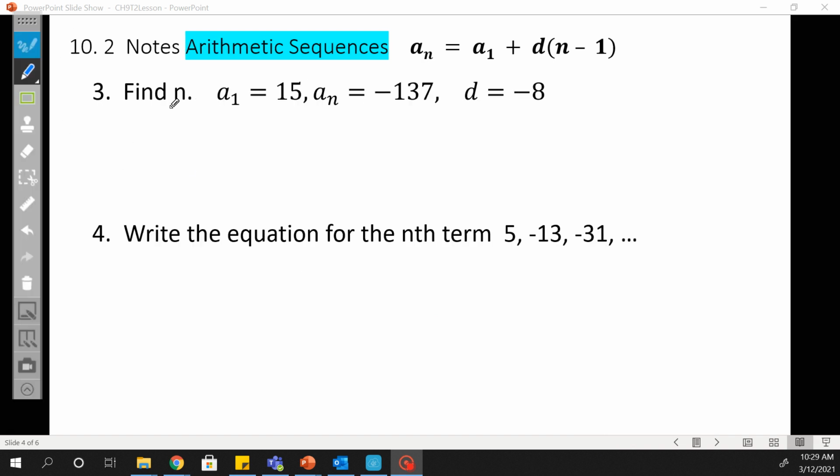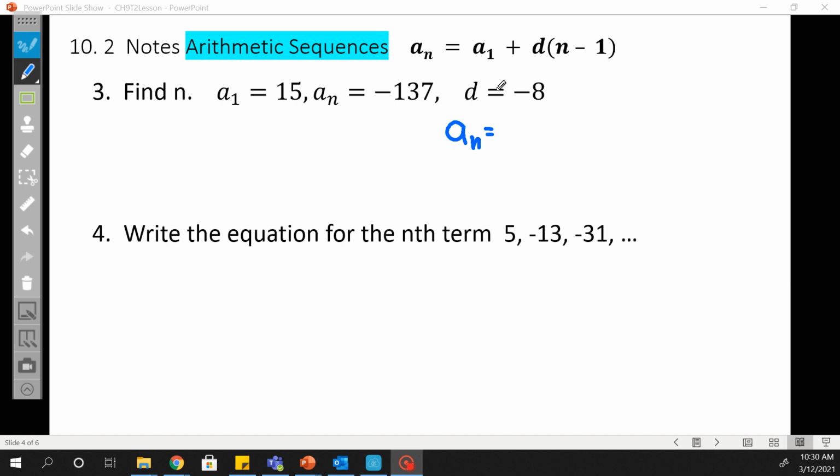Number 3 says find n. It says a1 equals 15, a sub n equals negative 137, and d equals negative 8. So what this is telling me is I know what the nth term is, I just don't know what term number this is. I know that that is a term somewhere in the sequence, I just don't know where it is. Is it the 10th term? Is it the 20th term? What term is it?